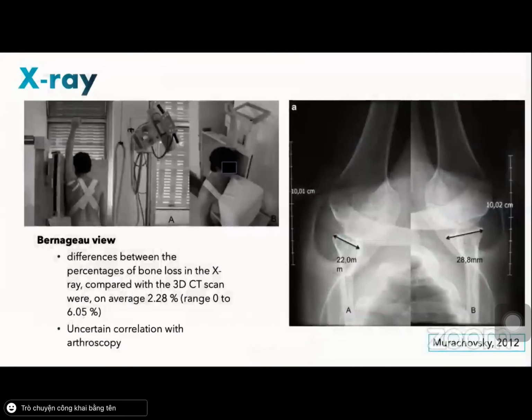Several special X-ray views are available, for example the Bernageau view, which allows us to quantify the degree of glenoid bone loss on X-rays. However, these methods are perceived as less accurate compared to advanced cross-sectional imaging such as CT and MRI.